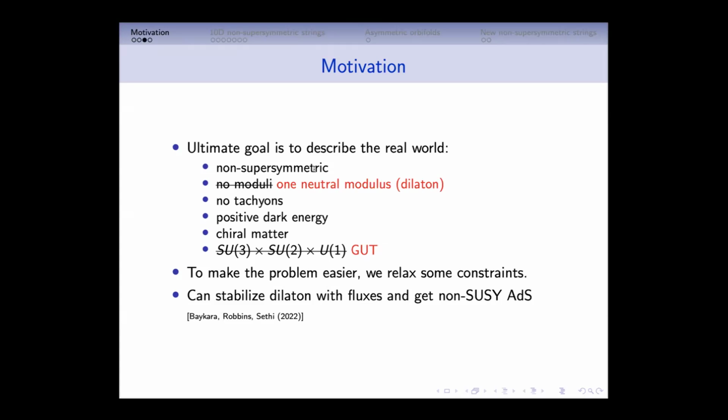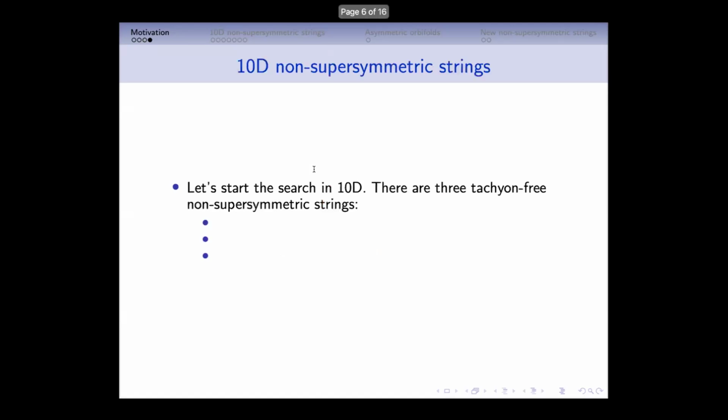That's going to be the dilaton. And then instead of the standard model group, let's allow any kind of GUT. And we might worry about the dilaton, but there are ways to stabilize it. For example, in our work with Sao and Daniel Robbins in 2022, we can turn on fluxes and get non-supersymmetric AdS. Now let's start our search in 10D, where there are 3 tachyon-free non-supersymmetric strings.